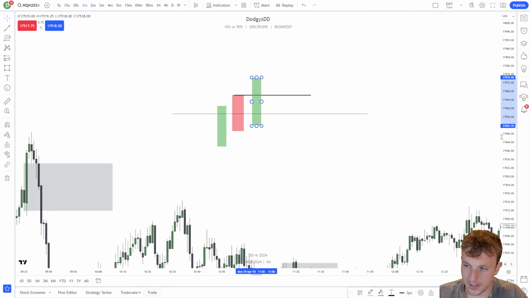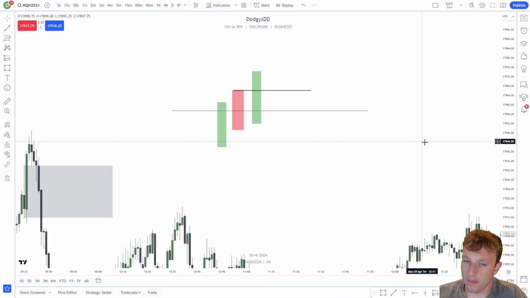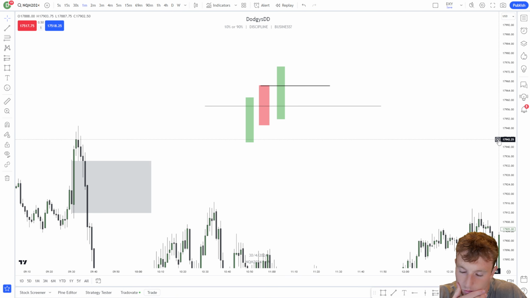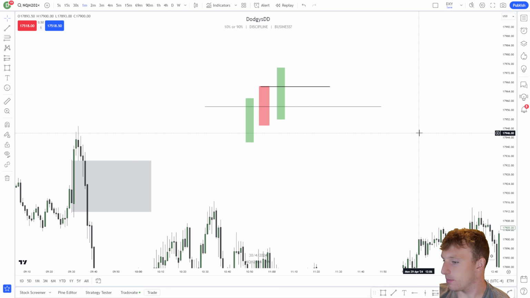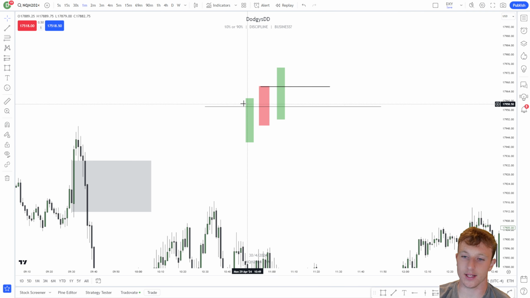Now, let me show you something. So when would a break? So a breaker block is, in theory, a failed order block. But let's take a few steps back here. That's not really what it is.